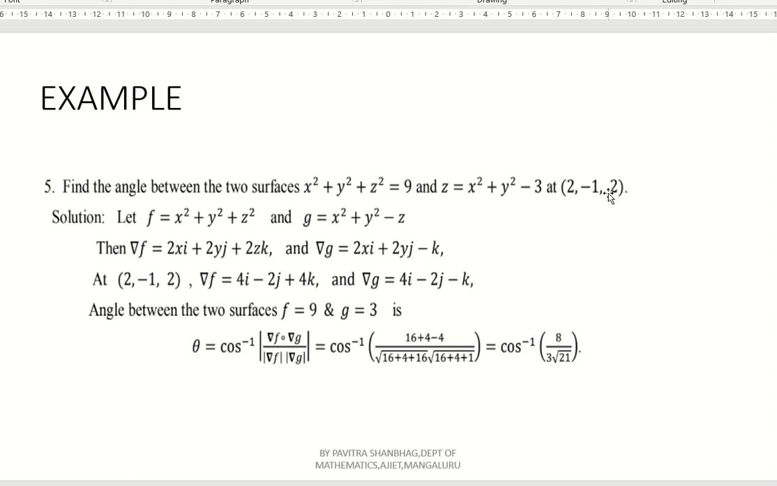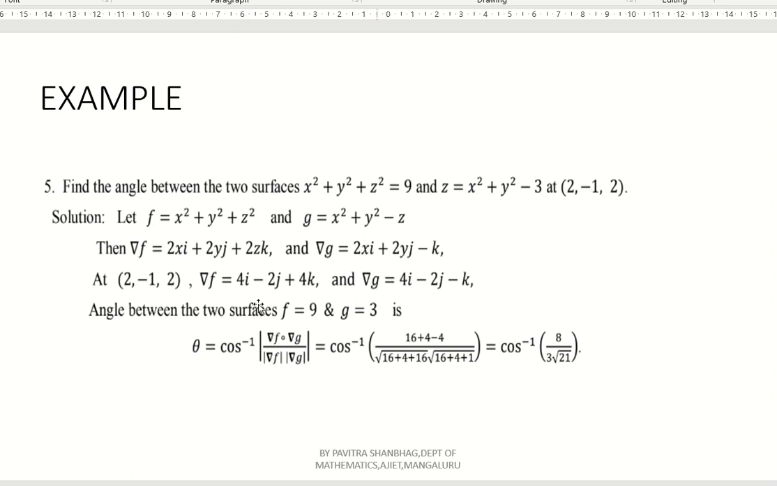Now at the point, single point given here. Previous case, one surface two different points, but here two different surfaces, one point. Now find out del f at the first point, 2, minus 1, 2. What you will get? Just replace x by 2, y by minus 1 and z by 2. It will give us what? 4i minus 2j plus 4k, right? Similarly del g at the point 2, minus 1, 2. So 4i minus 2j minus k.